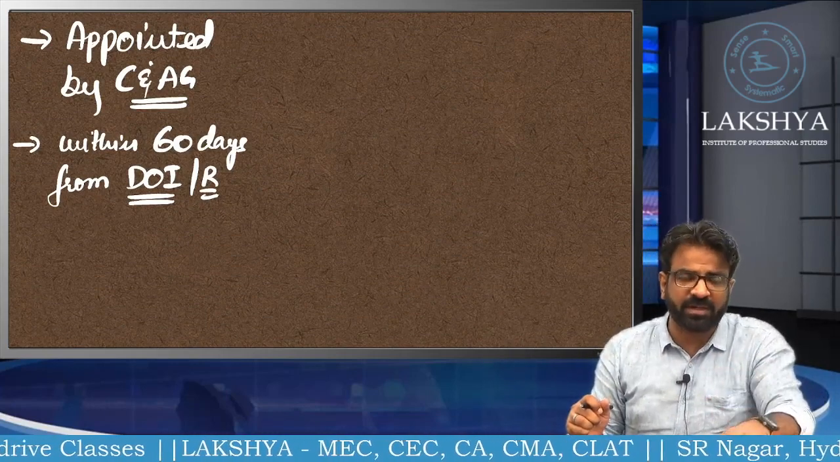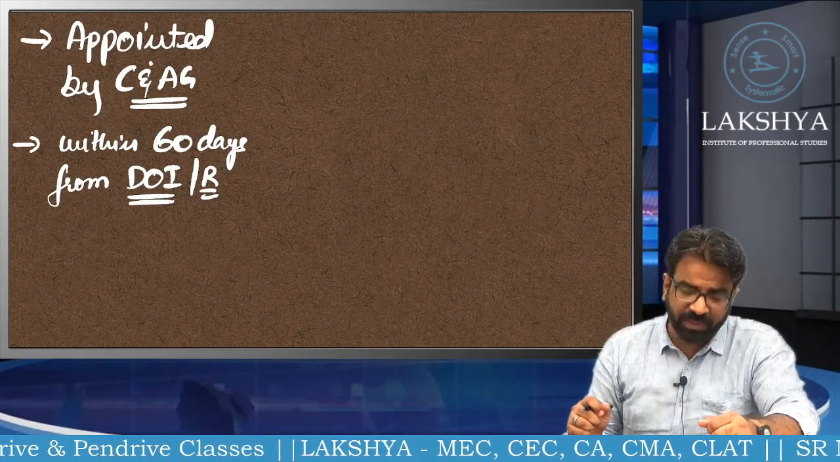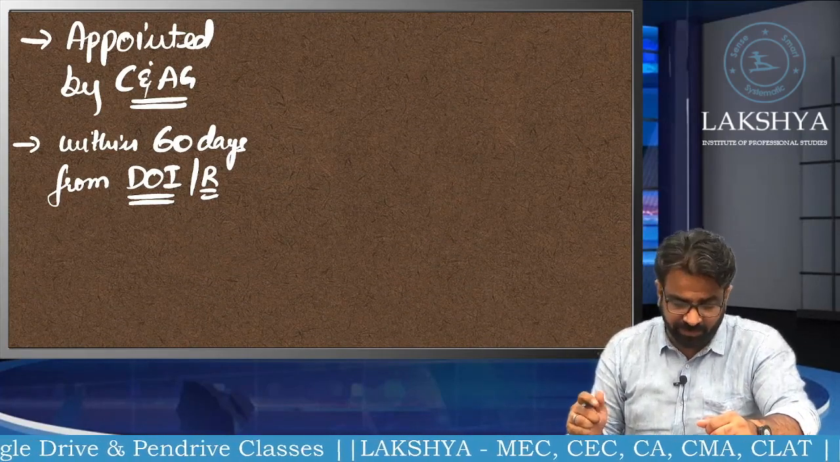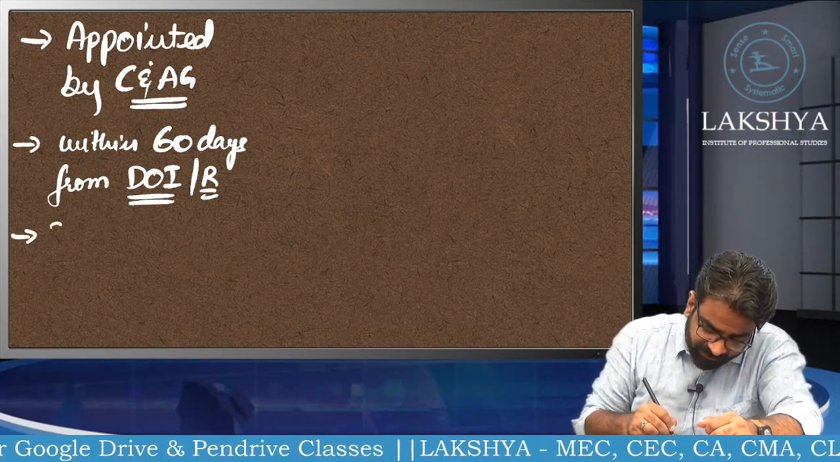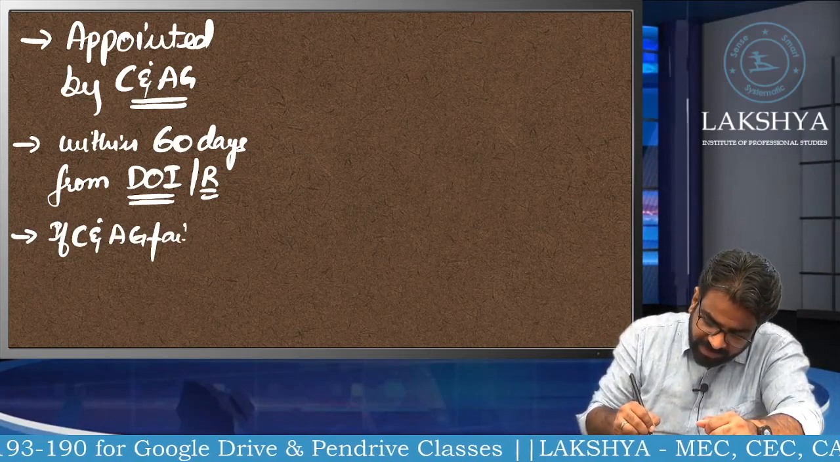I hope everyone is clear. Who will appoint? C and AG. Within how many days? 60 days from the date of incorporation or registration of that government company. Next point. Sir, what if C and AG fails? What if C and AG fails?